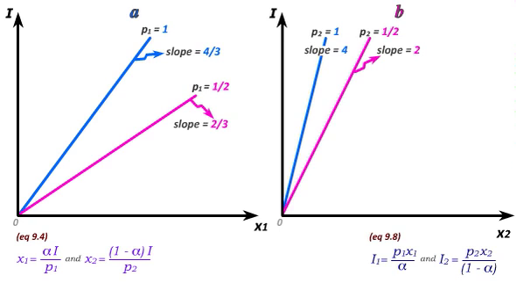We can do the same thing in panel B by looking at the second inverse income demand function in equation 9.8 of the text. That function is I2 equal to P2 times x2 divided by 1 minus alpha. 1 minus alpha in our case is 0.25, the weight on the x2 good in the utility function. 1 divided by 0.25 is 4. If we set P2 equal to 1/2, we therefore get a function I2 is equal to 4 times 1/2 times x2. 4 times 1/2 is equal to 2, and we therefore get a slope of 2 when we set the price of good 2 equal to 1/2.